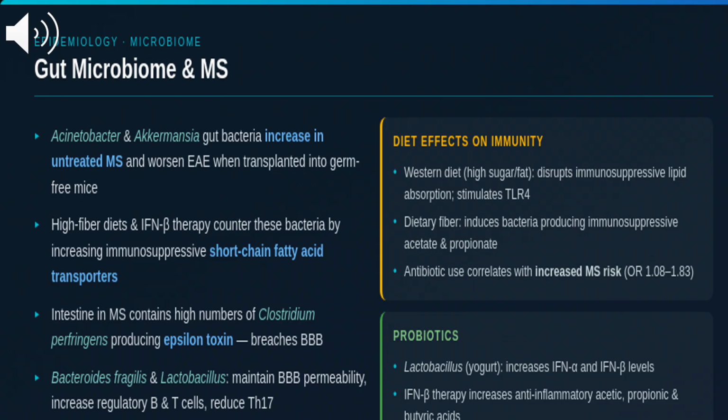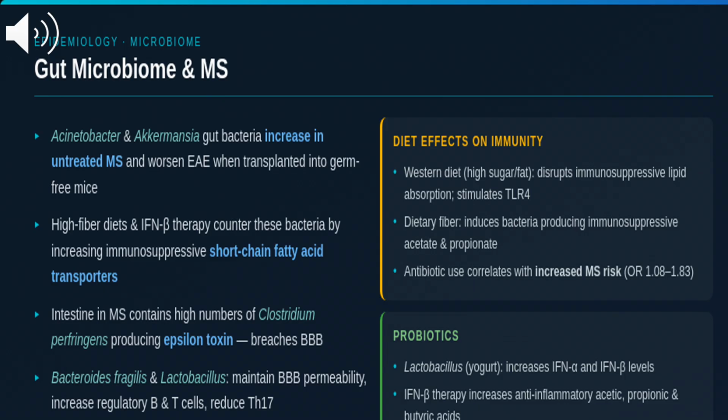From a dietary perspective, high-fiber diets counter disease-promoting bacteria and deserve promotion in MS clinical care. The Western diet, high in sugar, animal fat, and protein, disrupts immunosuppressive intestinal bacterial populations and should be actively discussed as a modifiable risk factor.